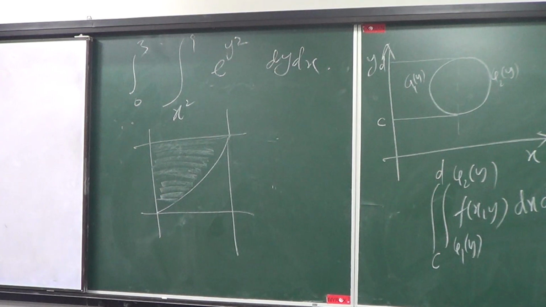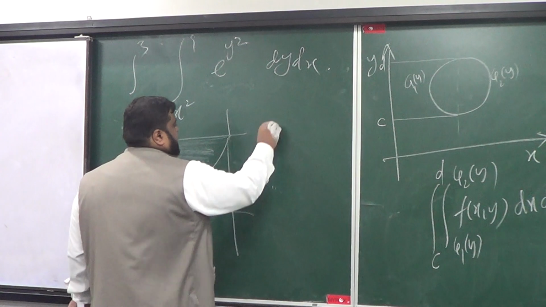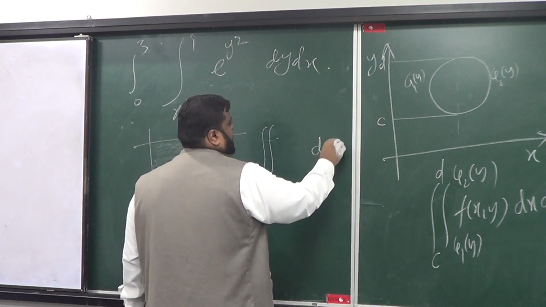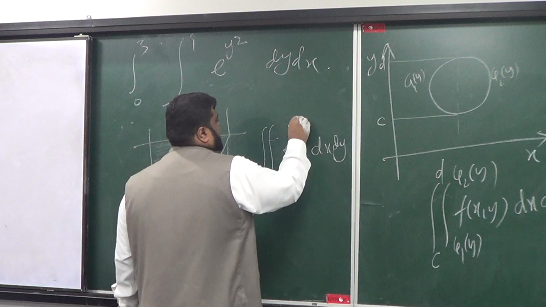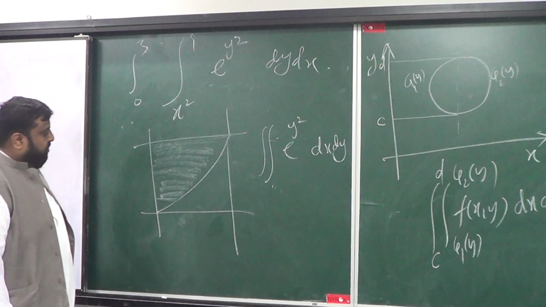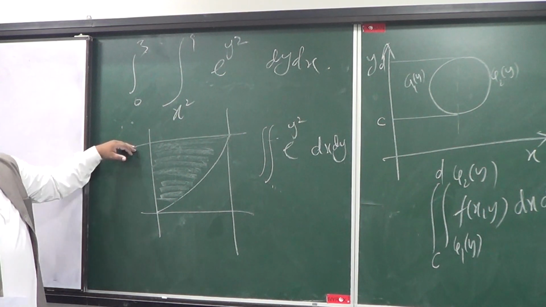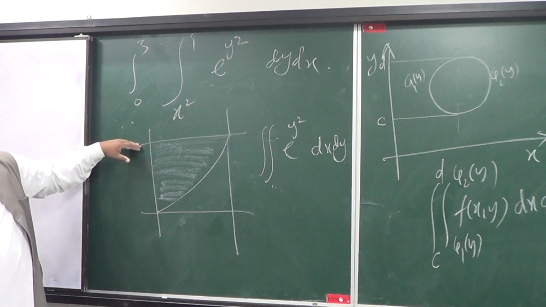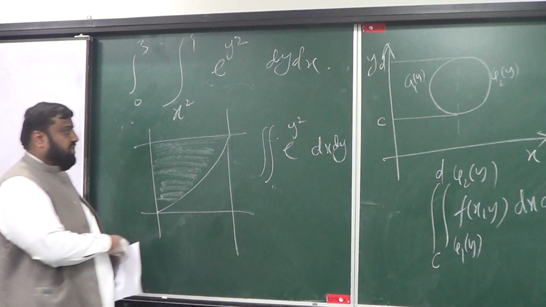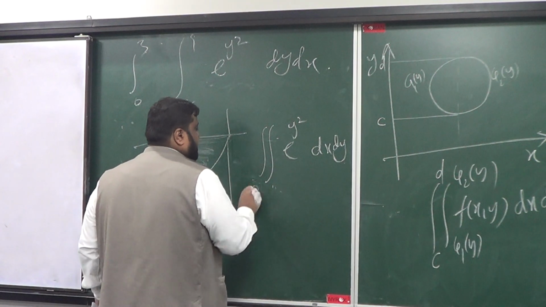So at the moment it looks difficult. I don't know how to integrate e to the y square with respect to x. The order of integration can do a miracle. Now let's write the limits on dx dy e to the y square. So from where is y going to go? Let's put limits on y. y always changes from 0 to 9, starting from 0 and going to 9.